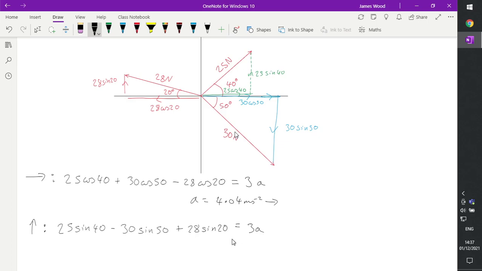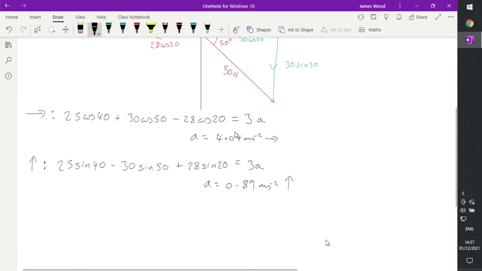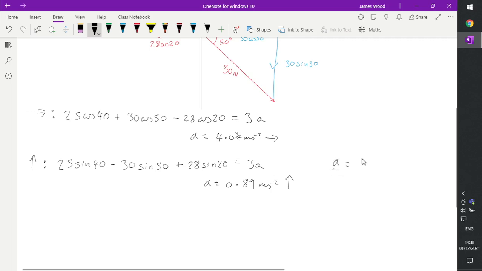So let's find the total force. So total force is 2.66. Now I'm just going to divide that by 3. So a is 0.89 meters per second squared upwards because it came out as a positive number. So as a vector, the acceleration would be (4.04, 0.89), if I wanted to write it as a vector.